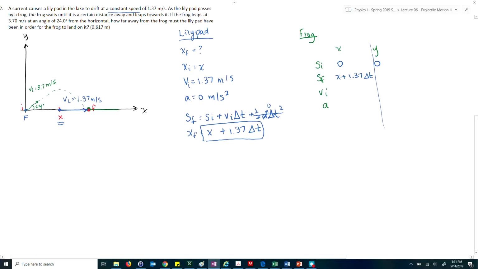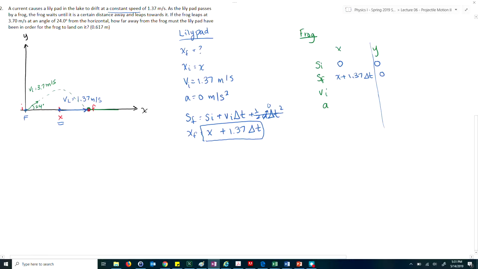And what is the lily pad's final y position? Well, the lily pad, we're assuming, doesn't have a thickness to it. It's really thin, so we're going to assume it's just right on the x-axis here. So that means its final y position is 0. So the frog is landing on the lily pad, so its final y position is also 0.